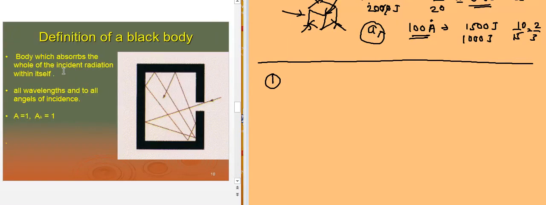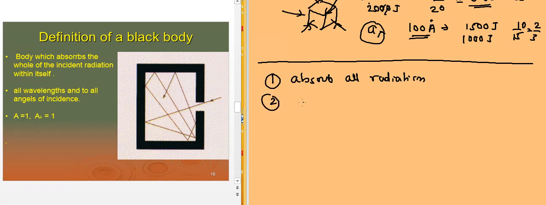So let's look at the concept of a black body. What it means is a body which absorbs the whole of the incident radiation falling on it within itself and is able to absorb all wavelengths and all angles of incidence. So the first thing is that it is able to absorb all radiation of all wavelengths.